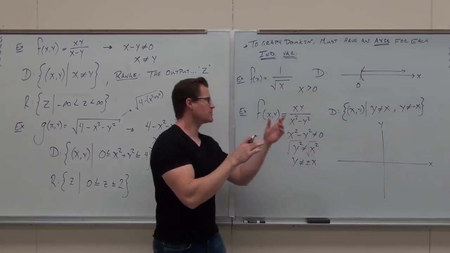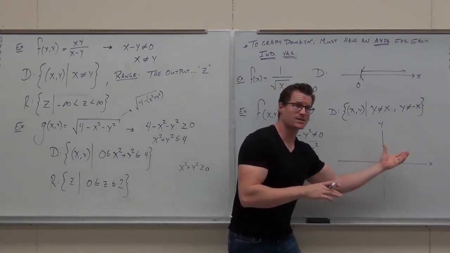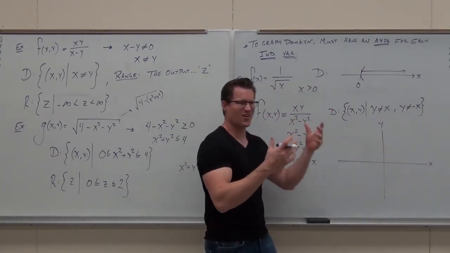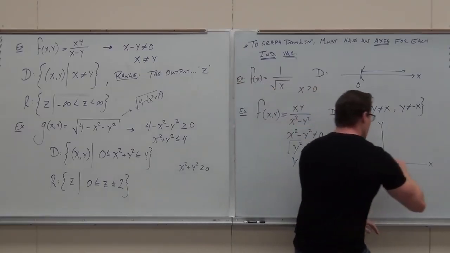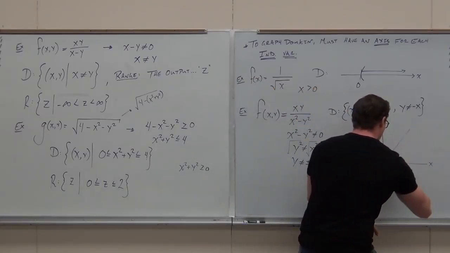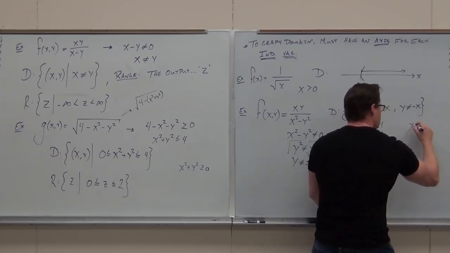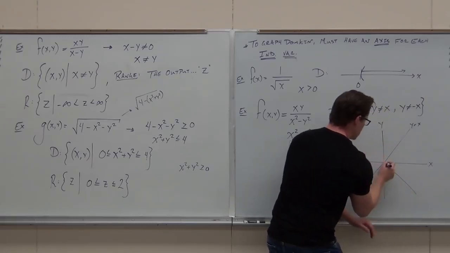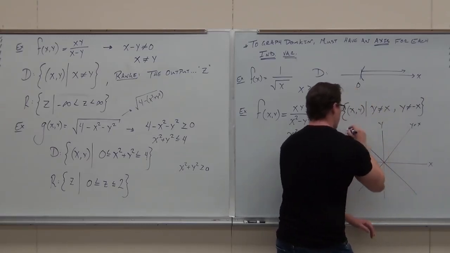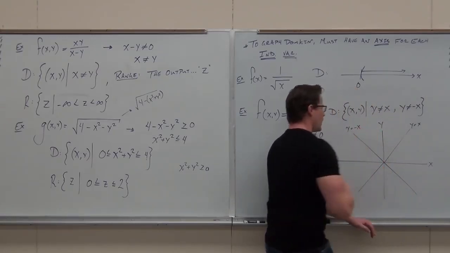So since we have two independent variables, you need two axes. You just need the x and the y axis. Not that hard. You just need whatever independent variable you got, put an axis there. We need the x and the y. If we graph y equals x, and y equals negative x.